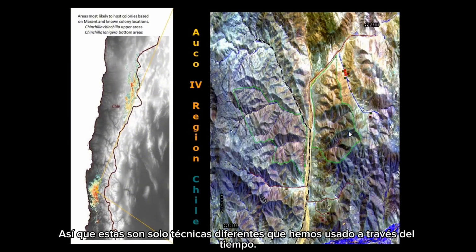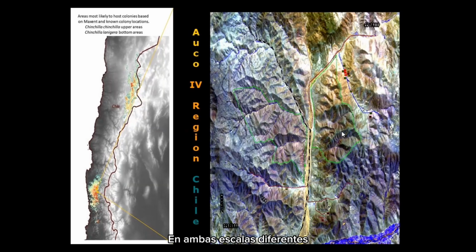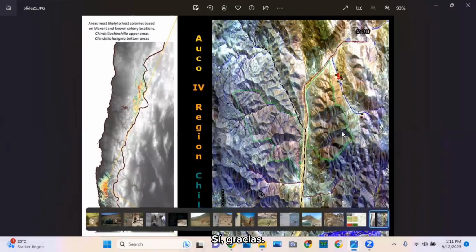So these are just different techniques that we've used through time on different scales to help the chinchillas. And I believe that's the end of our slides. Yes, so thank you.